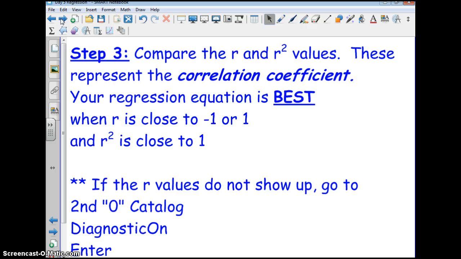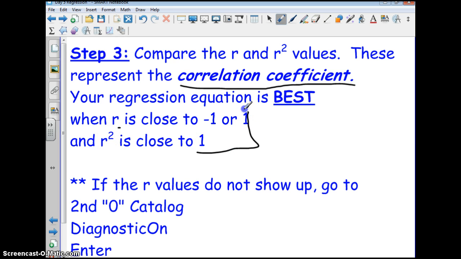Step 3, we want to compare the r and r squared values. These values represent something called a correlation coefficient, a fancy name for how well my data actually fits the line that I just created, or how well the curve that I created fits my data. We really want our R value to be close to -1 or +1. So if I square -1 or +1, the R squared value is going to be close to 1.